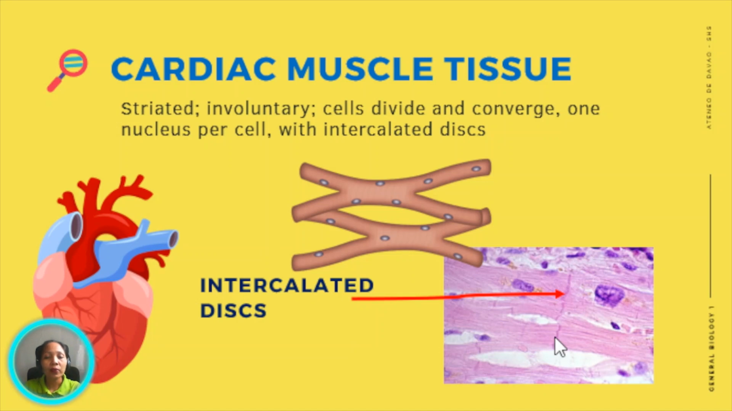The intercalated discs, or the gap junctions, link the cells together and define their borders. Cardiac muscle cells are electrically coupled with one another. Thus, they contract simultaneously to produce a heartbeat.